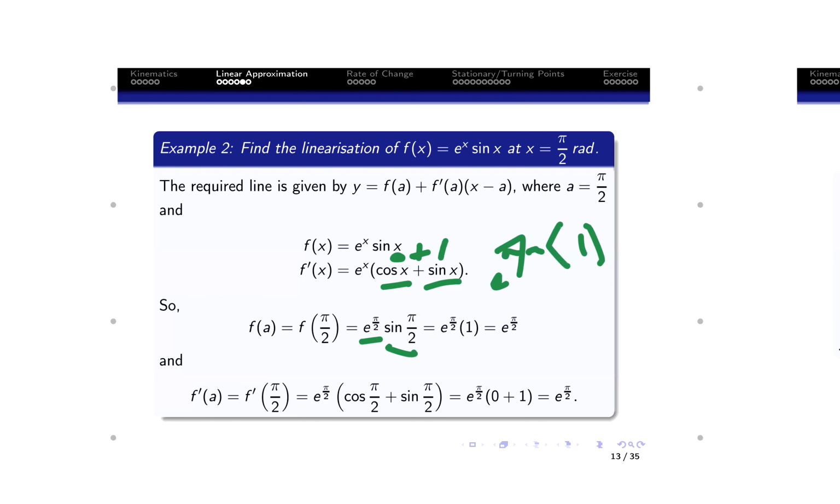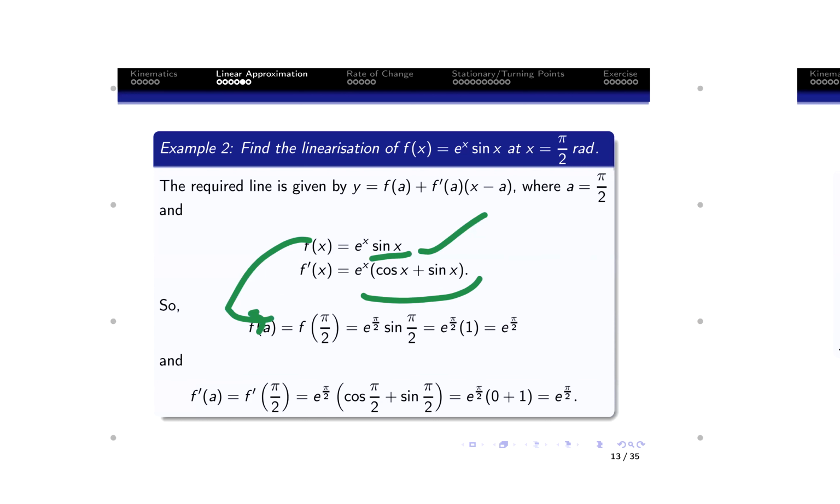And then again, you need f prime of a. Okay, what did I even do here? Sorry. F of a should be e raised to x sine x at pi over 2. Sorry, that was a mistake. So you have e raised to pi over 2 sine pi over 2. Sine pi over 2 is 1, so 1 times e raised to pi over 2, you have e raised to pi over 2.